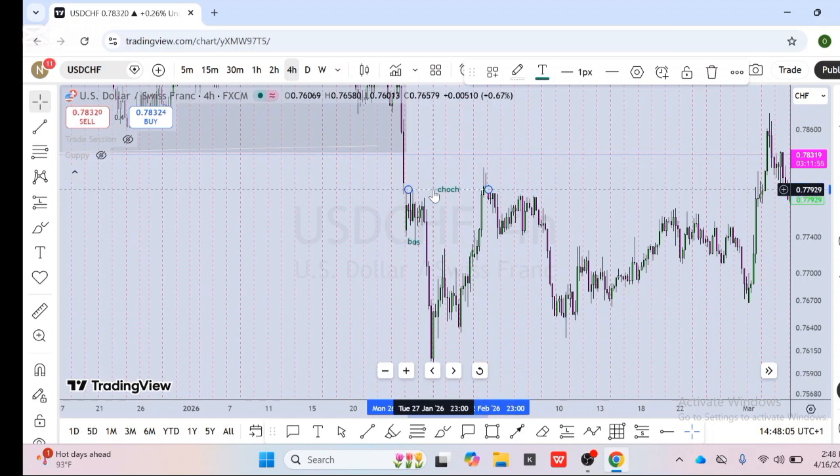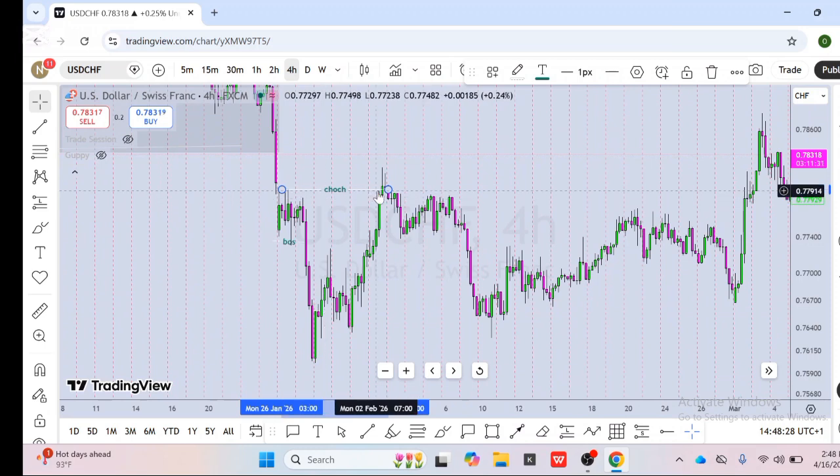And so when you see a change of character, it means that this market that was selling is changing direction. It means that it's going to buy. Because if it's going to sell, it's supposed to protect this high. It's not supposed to break this high. But now that this high is broken, this is what we call a change of character. After the change of character, price came back to this zone.